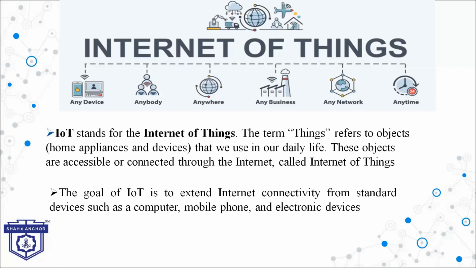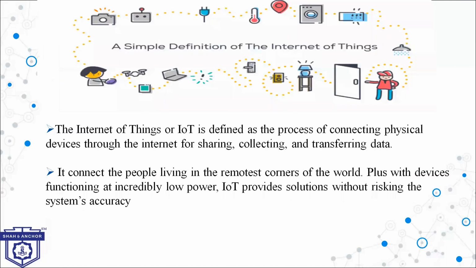So now, how are we going to define IoT, or the Internet of Things? As I told you, the internet plays a very important role in IoT. So we can define IoT as the process of connecting physical devices to the internet for sharing, collecting, and transferring data, so that whatever devices have been connected through the internet can communicate.